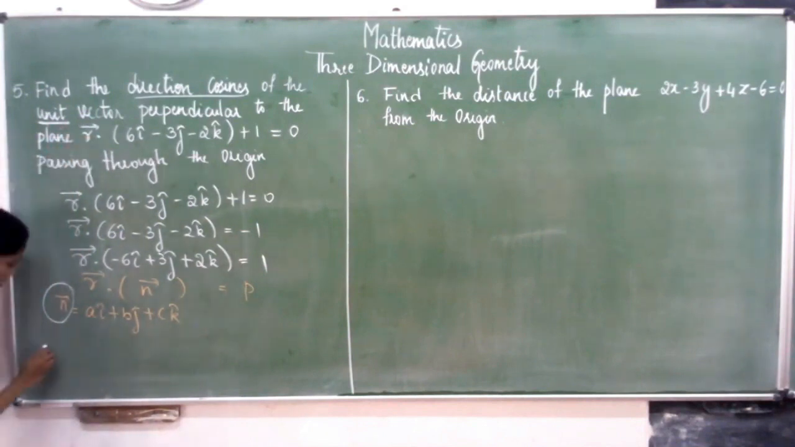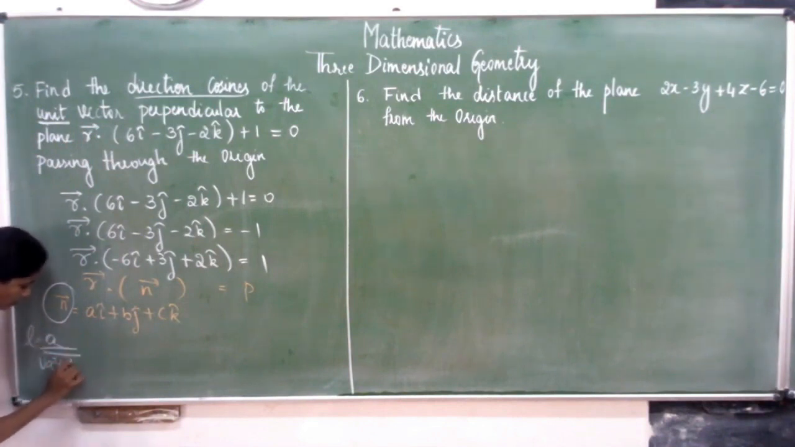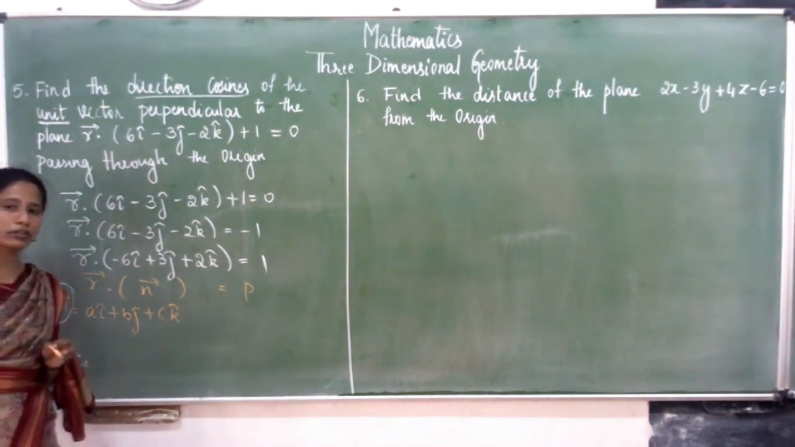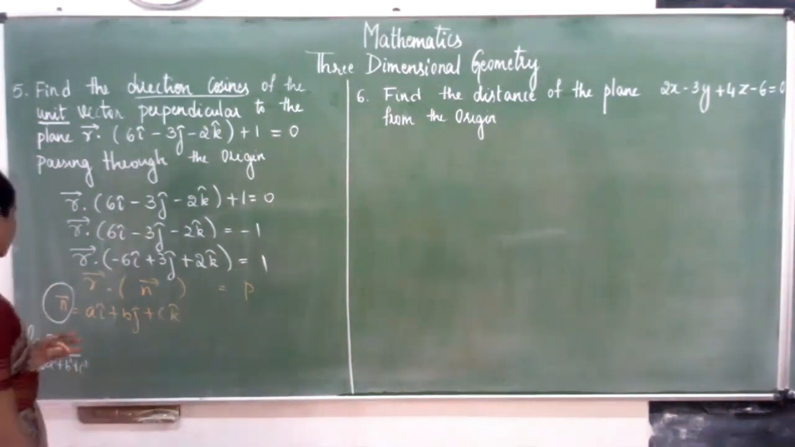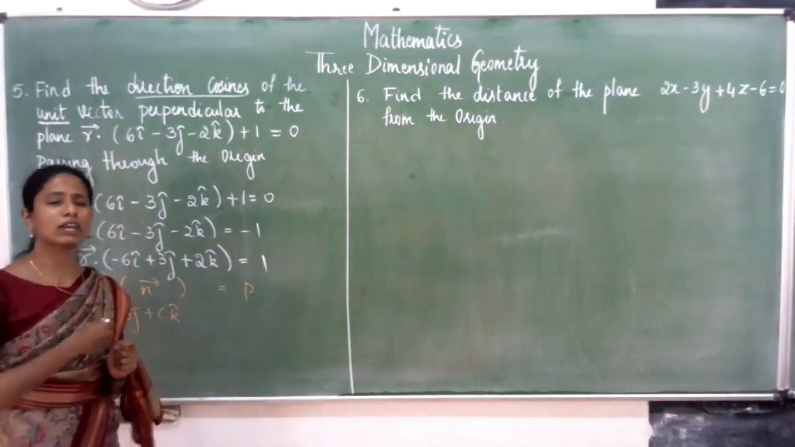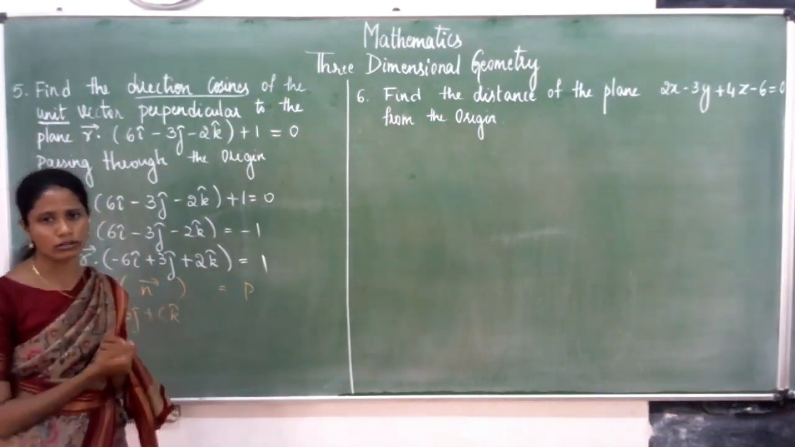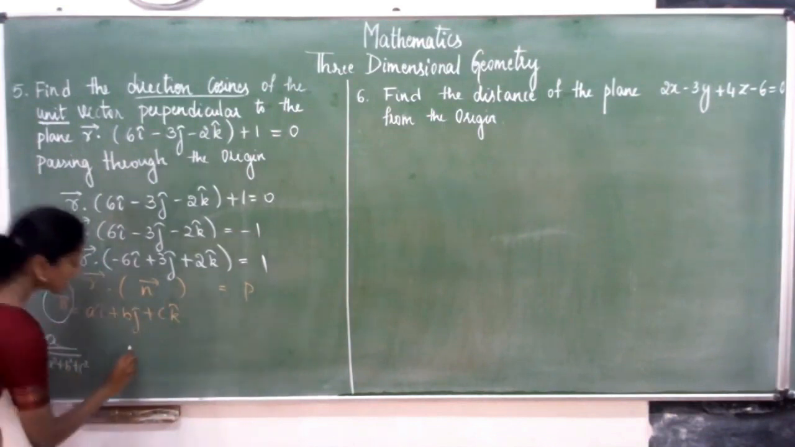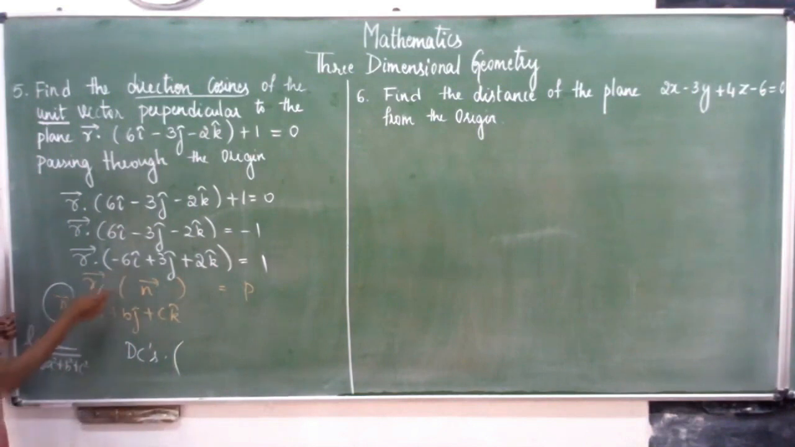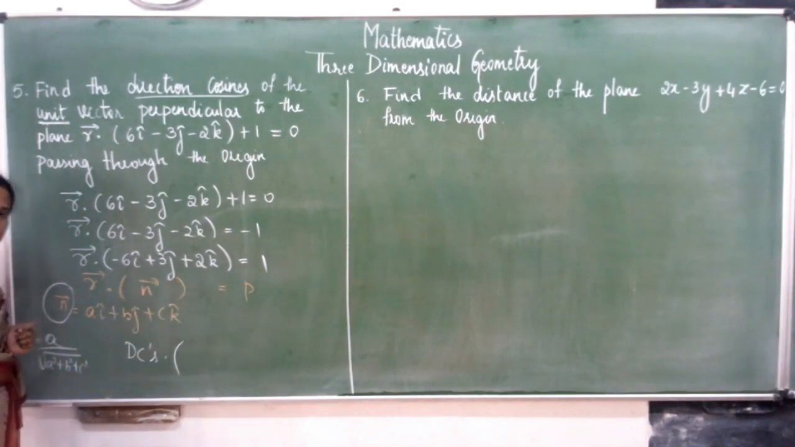So let us find the direction cosines. The direction cosine l is given by a divided by root of a square plus b square plus c square, and similarly m is b divided by root of a square plus b square plus c square, and n is c divided by root of a square plus b square plus c square. Since we have already solved many problems on finding direction cosines, let me write it directly. Here, comparing, the value of a is minus 6, b is 3 and c is 2.